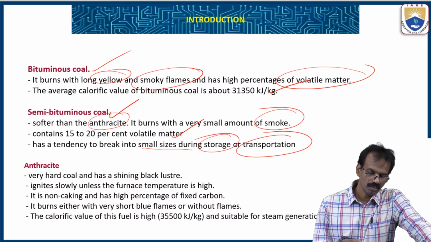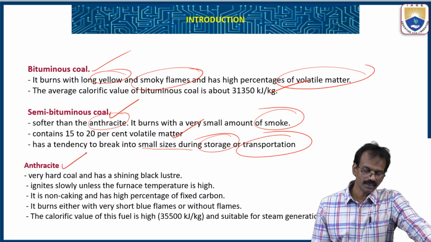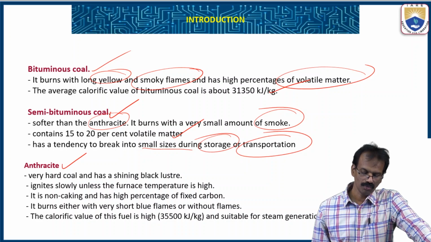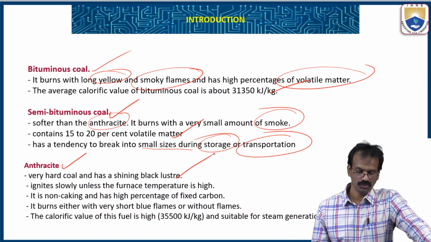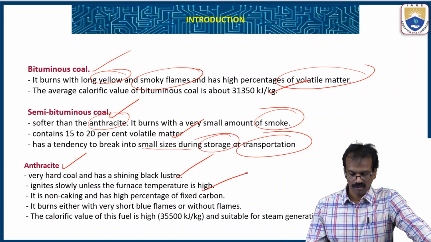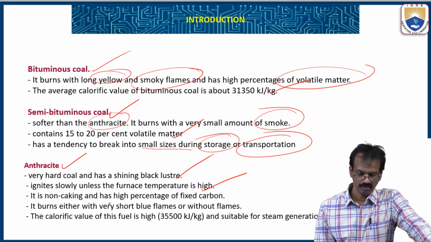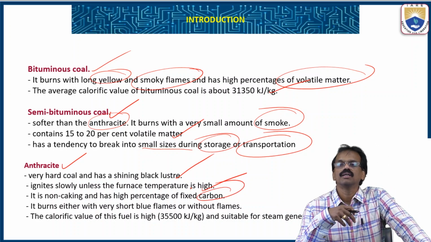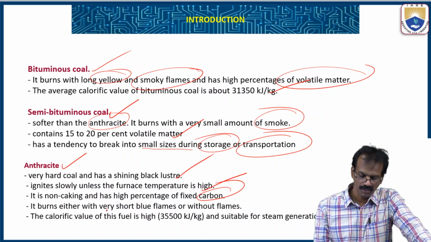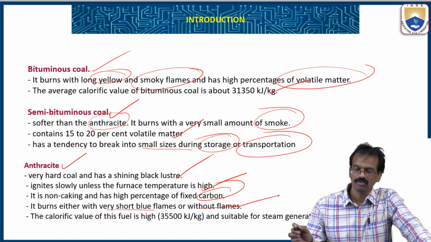Next one is the anthracite. Anthracite is a very hard coal and has a shining black luster. It ignites slowly unless the furnace temperature is high. At a high furnace temperature, it will ignite. It is non-caking and has a high percentage of fixed carbon. It burns either with a very short blue flame or without flame also.